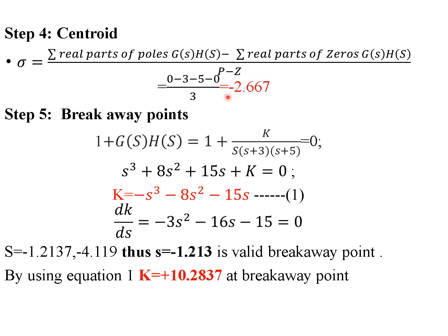At this point we need to draw the angle of asymptotes, that is 60 degrees, 180 degrees and 300 degrees that we obtained in the last slide.